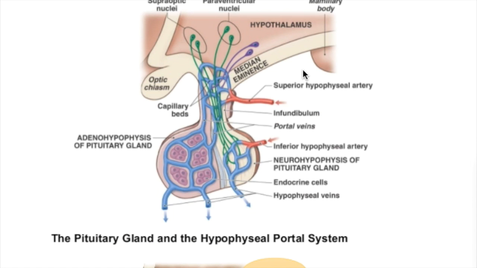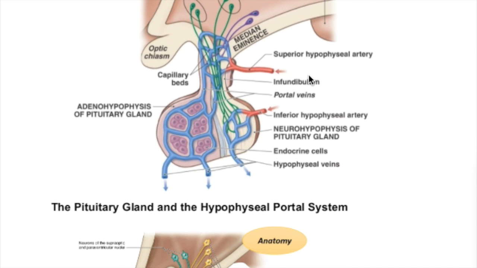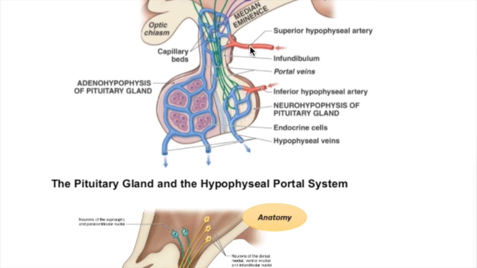What's the blood supply of the pituitary gland? The anterior pituitary is supplied by the superior hypophyseal artery and inferior hypophyseal artery. But the major blood supply and nutrition to the anterior pituitary is by the hypothalamo-hypophyseal portal system of veins. The posterior pituitary is supplied by the inferior hypophyseal artery.